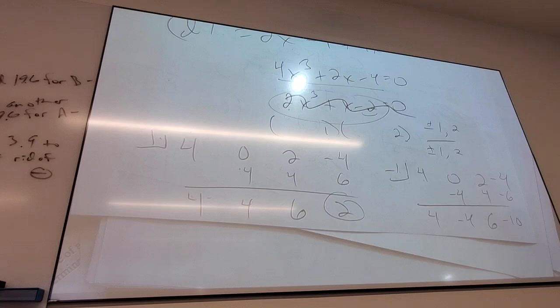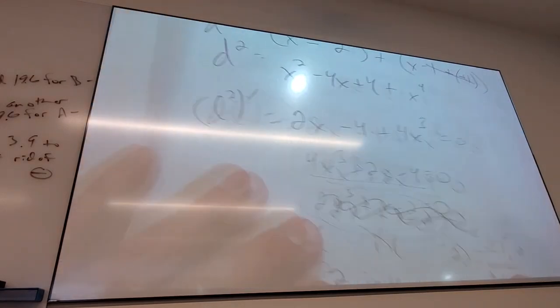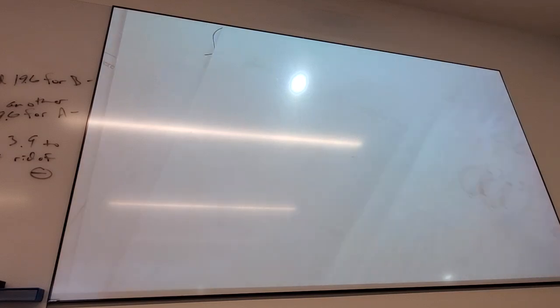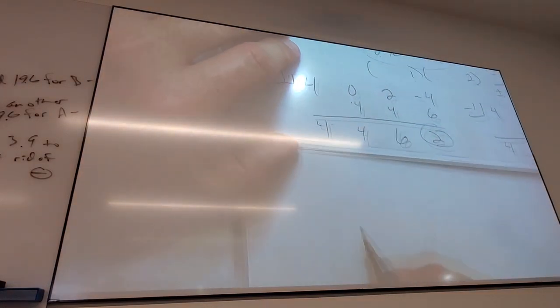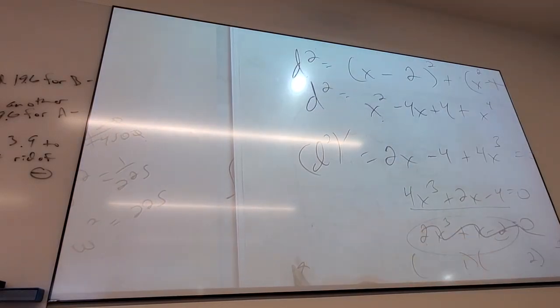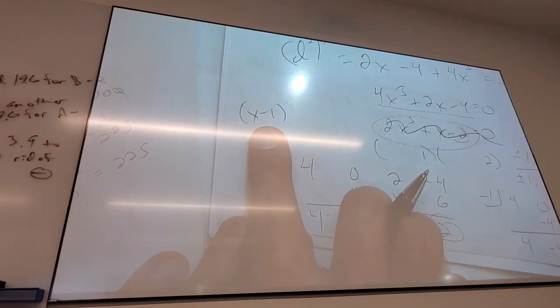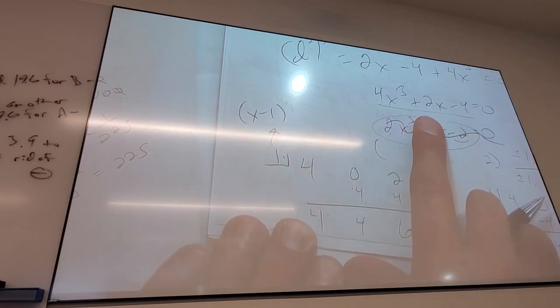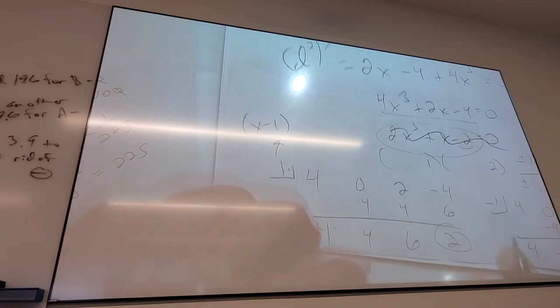So it could be 2. Let's see. So if we try it again with 2. What are we trying to do? If this would have worked, that would have meant that x minus 1 went into it, because 1 would be a 0 from x minus 1. So synthetic division is a very powerful tool to help factor things we can't factor otherwise.